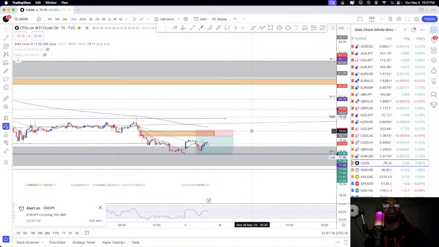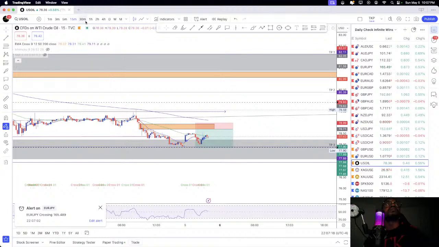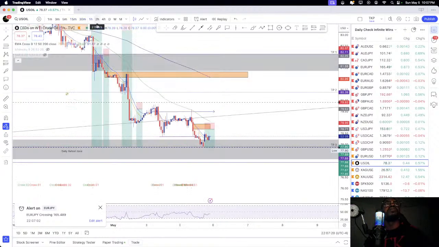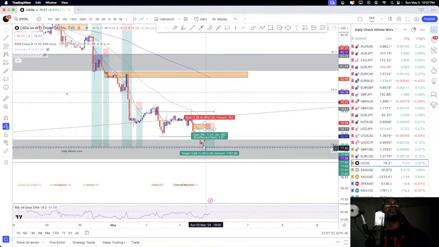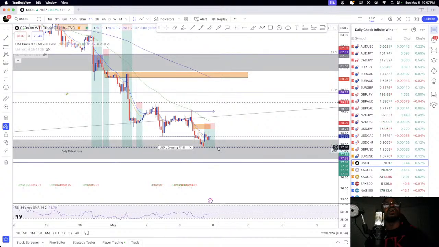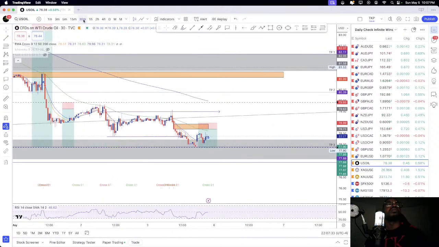Yeah, big shot on oil. Now V. Oh man, look at that. So it created a double bottom right above our last target. And then it pulled back and retested it on the 30-minute, not the hour.